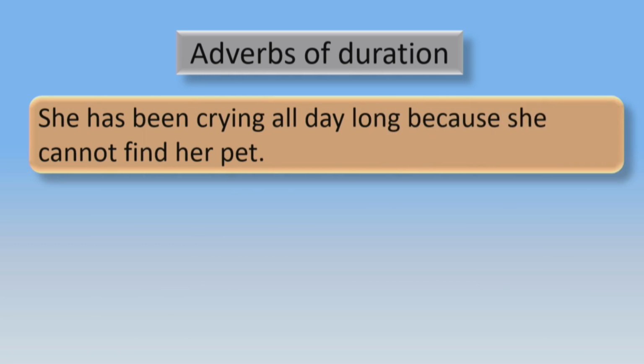She has been crying all day long because she cannot find her pet. All day long indicates the duration. It denotes that the girl cried during the whole day. It specifies for how long she cried. All day long is an adverb of duration.